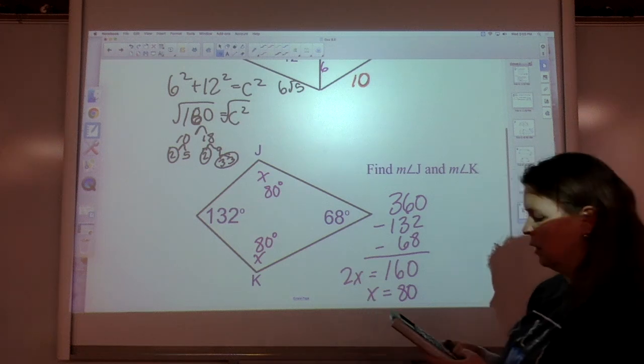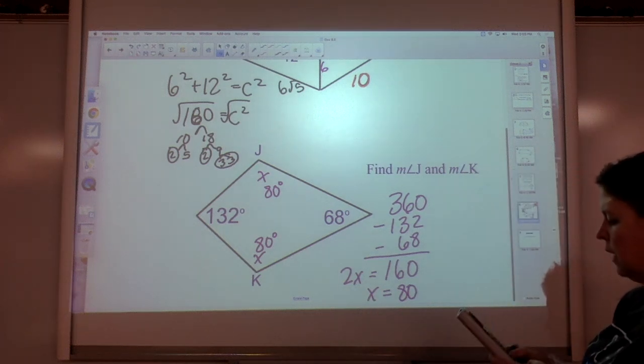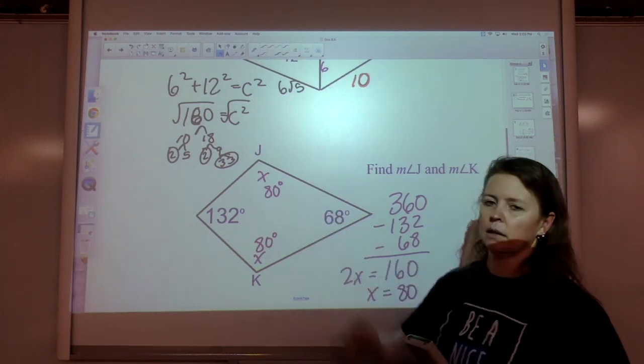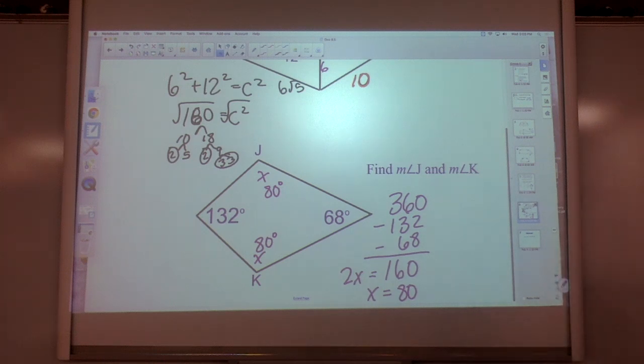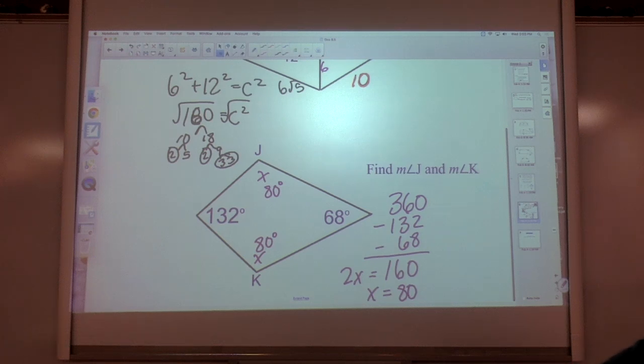Double check your math. 132 plus 80 plus 68 plus 80 equals 360. And opposite angles are congruent. That's it. Kites, trapezoids, and isosceles trapezoids. All done with chapter 8.